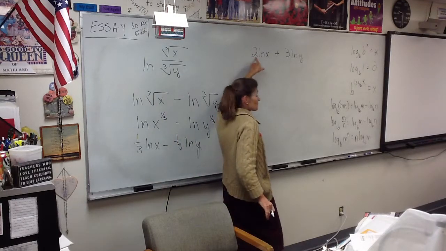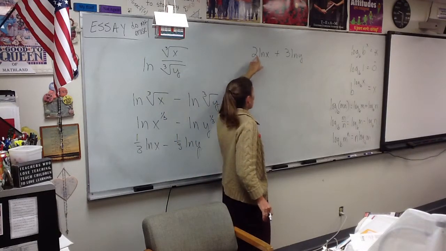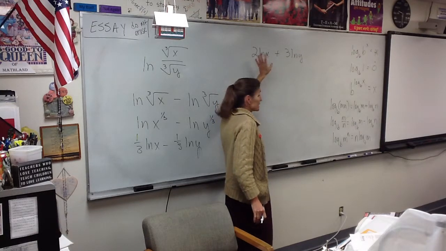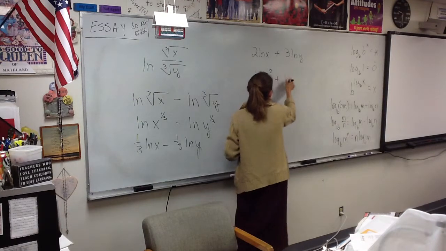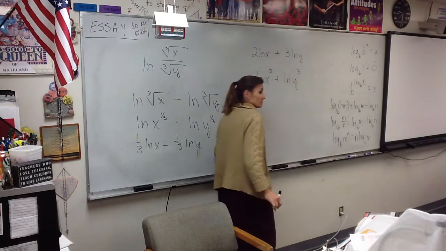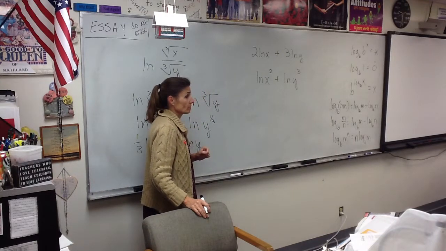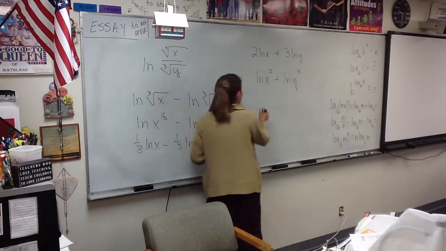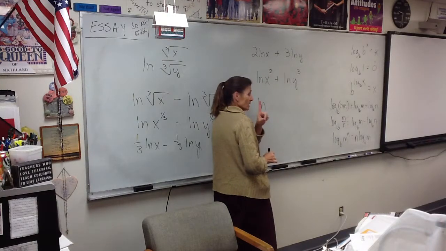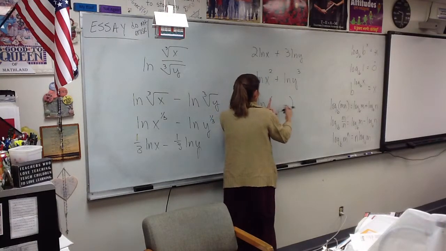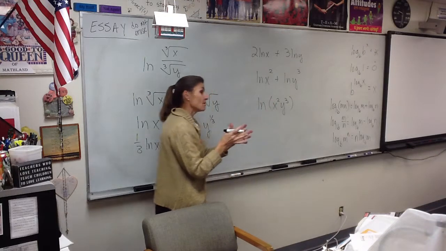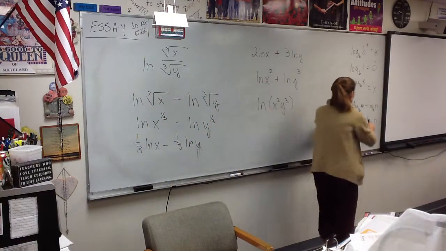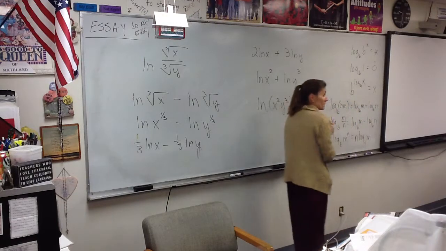The first thing we probably want to do is put that on as an exponent. Now, when I put it on as an exponent, it doesn't change. It stays 2. So it's going to be ln x squared plus ln y cubed. Then they can be combined, and when I combine them, there'll be one ln, and then what's going to be in here? x squared times y cubed, exactly. When you put them together, they become a multiplication. The addition becomes a multiplication.